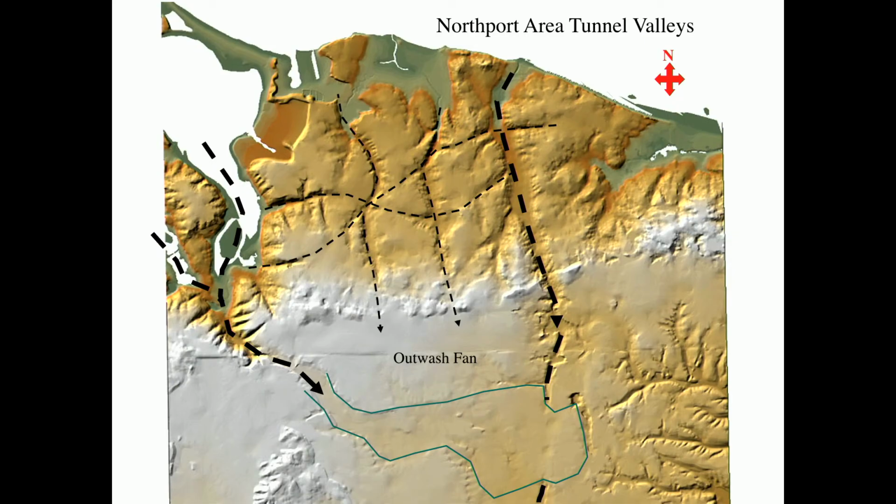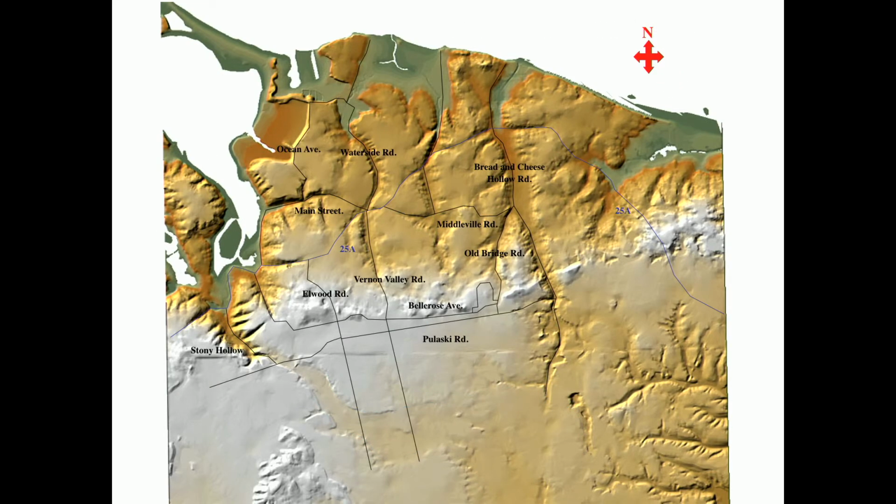That outwash fan that builds out and buries an older tunnel valley, or an older outwash channel coming from a tunnel valley. And not surprisingly, most of the roads follow these tunnel valleys. They're sort of natural pathways. So if you're familiar with the Northport area, if you drive down Bread and Cheese Hollow Road, you're driving down through a tunnel valley. Waterside Road is a beautiful example of a tunnel valley, very steep sides as it winds down. Main Street in Northport is also a tunnel valley branch.